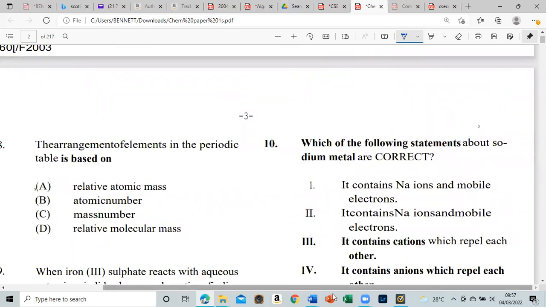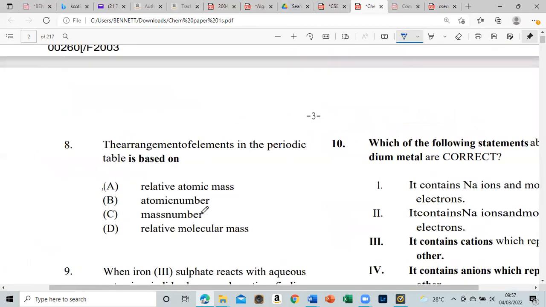So very good, let's move on to number eight. The arrangement of elements in the periodic table is based on A, the relative atomic mass, B, the atomic number, C, the mass number, or D, the relative molecular mass? And that would be B, the atomic number. I'll forgive the typo error, these things do happen.